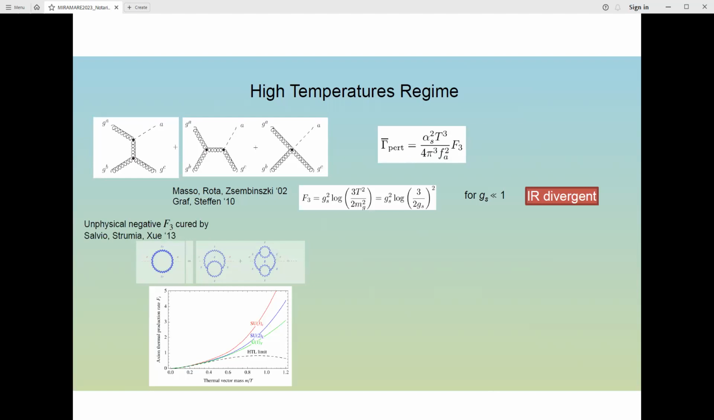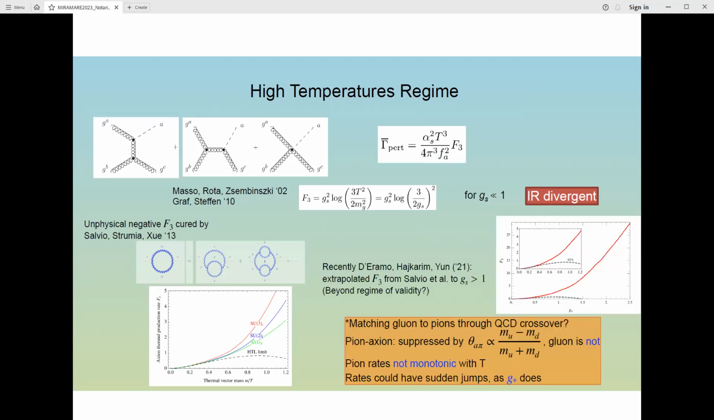This has been cured by this paper in 2013, Salvio, Strumia and Xue. However, this cure is formally valid only for small g strong, while we are talking of large g strong, which is the region at low temperature. And in that region, extrapolations have been claimed to be applicable, but there is a lot of uncertainty because you are beyond the regime of validity.